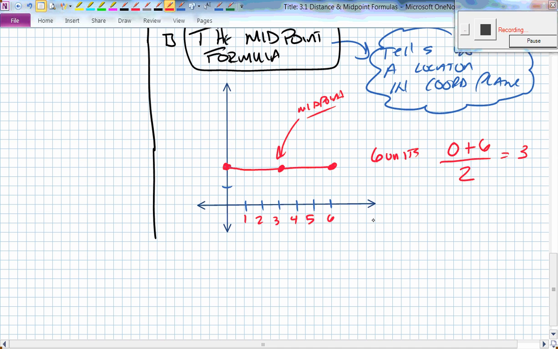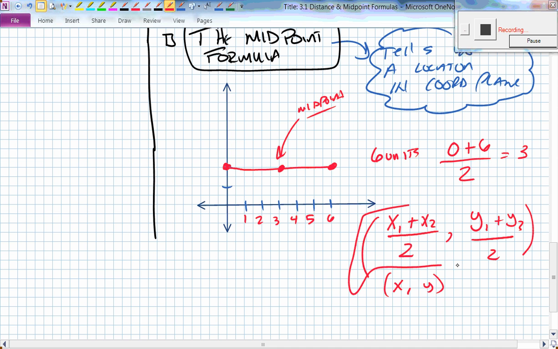We take the average of the locations, start and end, and plot it on the coordinate plane. So the midpoint formula looks something like this. Take the average of the x's, x1 plus x2, divided by 2, and the average of the y's, y1 plus y2, divided by 2. And note that this is an x, comma, y location in the coordinate plane. So the midpoint formula tells you where something is on the coordinate plane, and namely, it tells you exactly the center of a segment.